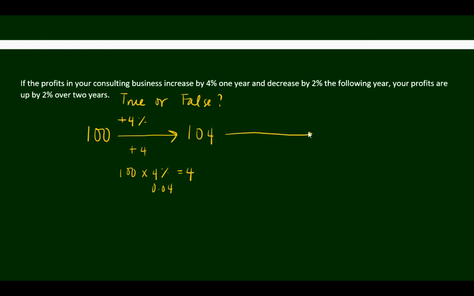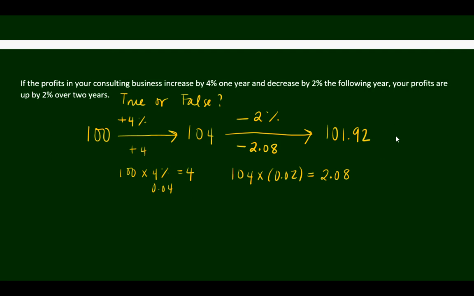Now the next year, you will decrease this by 2%, but be careful. This 2% is applied to 104. So I have 104 times 0.02, which gives me 2.08. So that means I need to decrease this by 2.08 in absolute terms. This is the relative change, this is the absolute change. So in that case, you will get 101.92. So see, you have 100 at the beginning and you got 101.92 at the end.